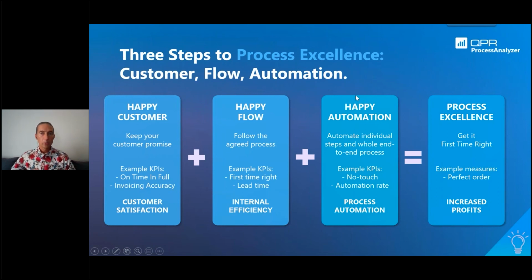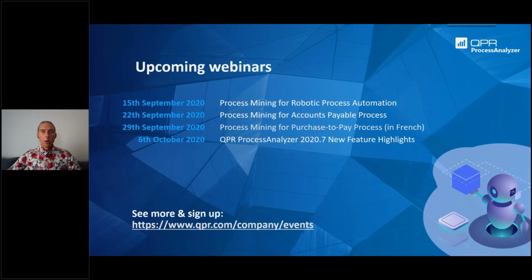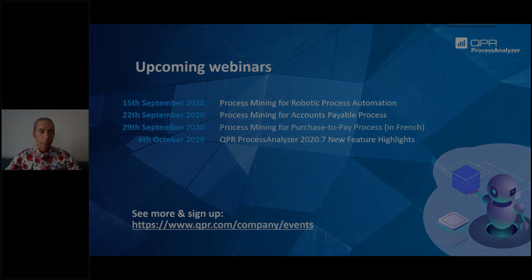And it's very good if the RPA teams can have access to the process mining information and can show their contribution to this happy automation, which then typically leads to better lead times, which obviously leads to on time in full for the customer. So whatever we do, we do it in order to meet the customer requirements. Okay, that was pretty much it.